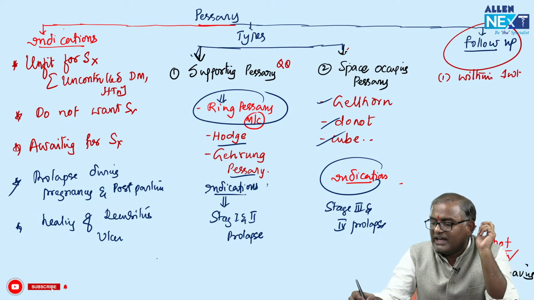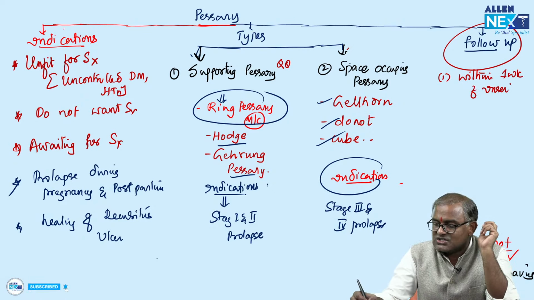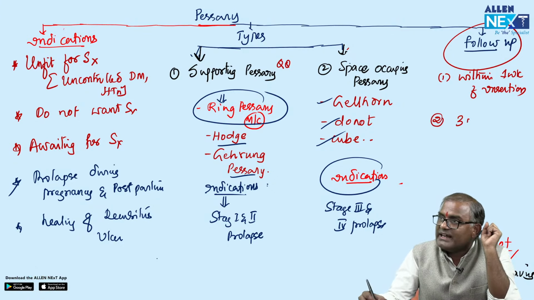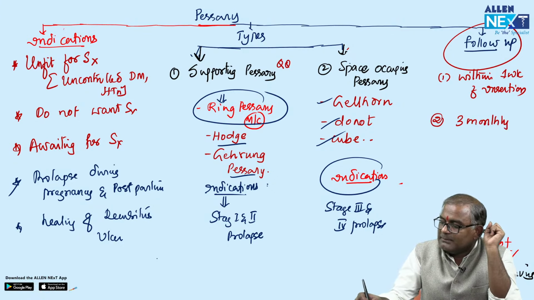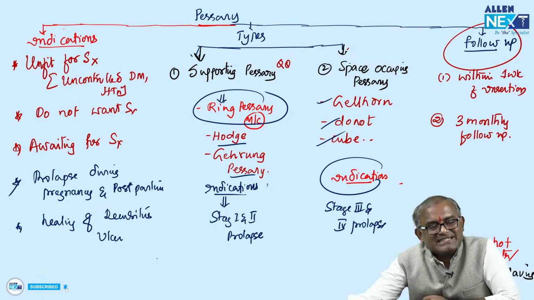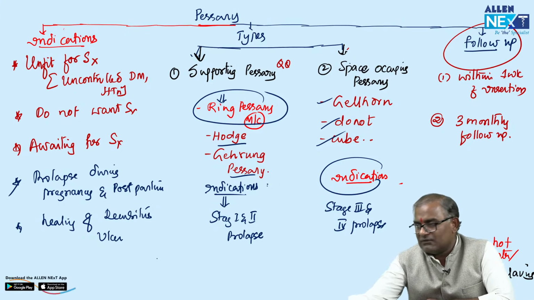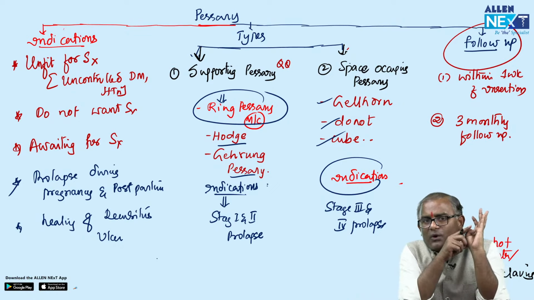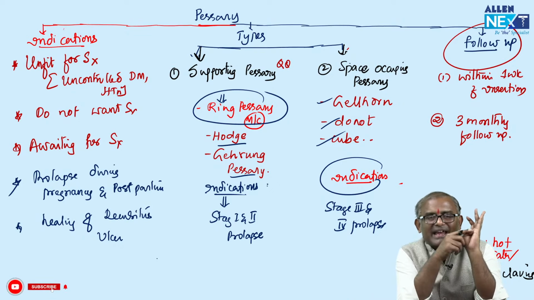Within 1 week of insertion, we have to follow up. After 1 week of insertion, we have to go for 3 monthly follow up. Please make a note of it. Within 1 week of insertion, first follow up. After that, 3 monthly follow up. During the 3 monthly follow up, we'll ask for foul smelling vaginal discharge, any pain, or vaginal bleeding.